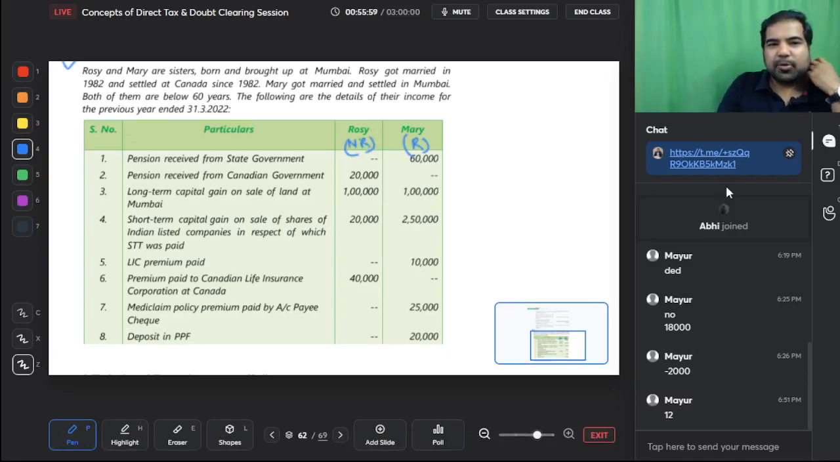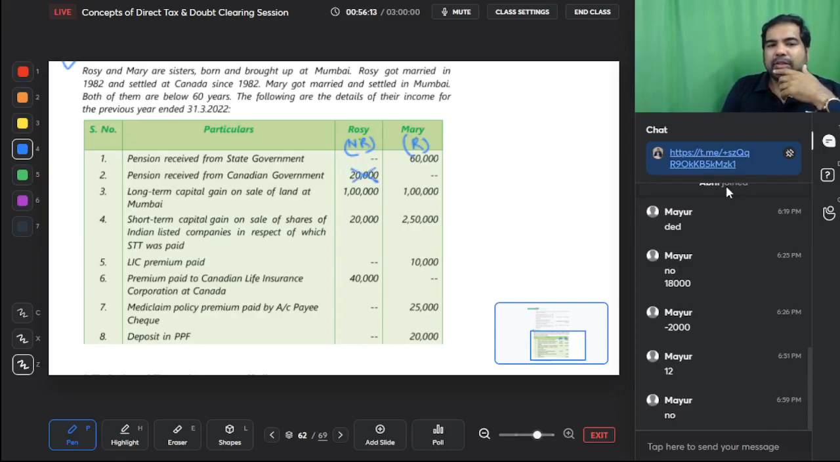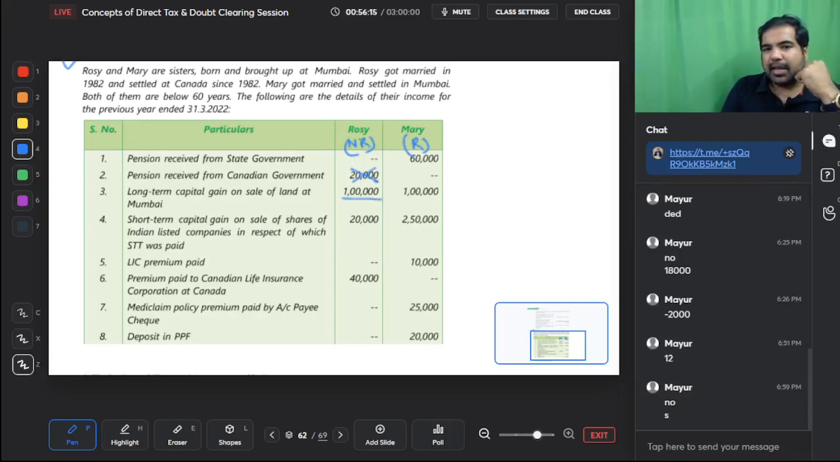Alright, let's do this. Rosie and Mary, guys, this is a non-resident, this is a resident. First let's do it for the non-resident. Pension received from state government, nothing. Pension received from Canadian government, is it Indian income? No, so hence not taxable. Long term capital gain on sale of land at Mumbai, is it Indian income? Yes, and guys, it will be taxable at the rate of 20%, but remember, non-residents can't make use of basic exemption limit against this. Short term capital gain on sale of listed shares, so this one is 111A and this will be taxable at the rate of 15%.